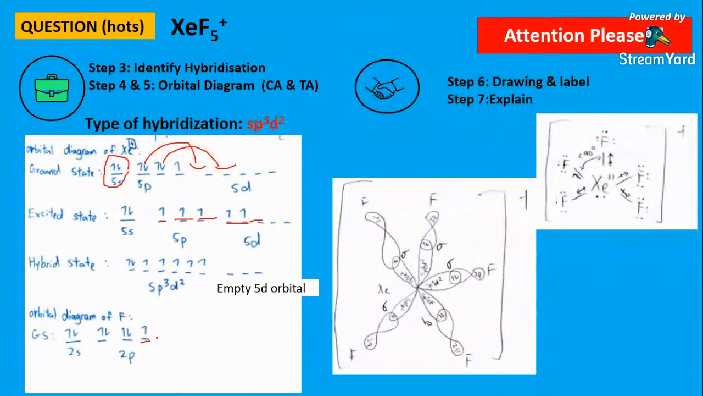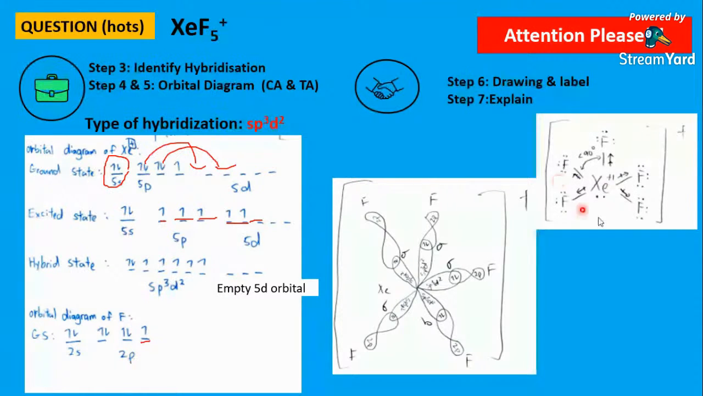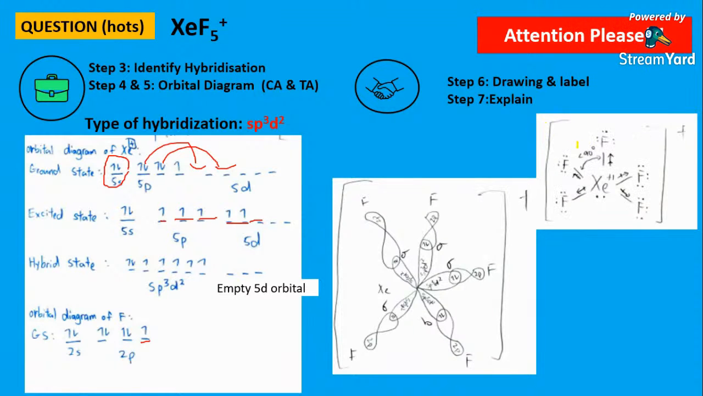Okay, this is my student answer. Who can identify what is the mistake for this diagram? What is the mistake for this diagram? This one is the molecular geometry. So please identify the mistake. If you compare the molecular geometry for XeF5 plus with this hybridization diagram, what is the mistake?